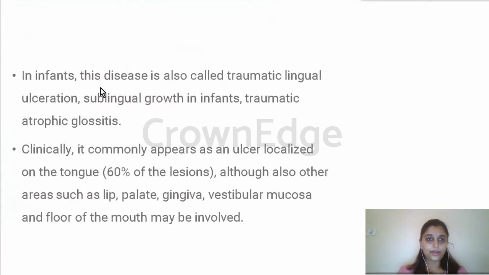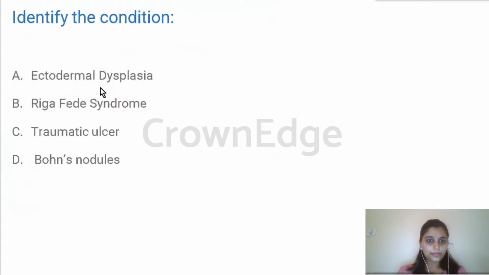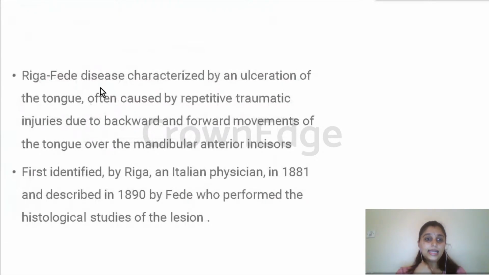1889 or 1881. So Rupsi Gupta has an answer. In 1881, it was identified by Riga, okay, but it was described by Fede in the year 1890. Yeah, there is a huge gap in the years, but he was the one who performed the histological studies on this lesion. Okay, so that is why he described it. But it was identified by Riga.